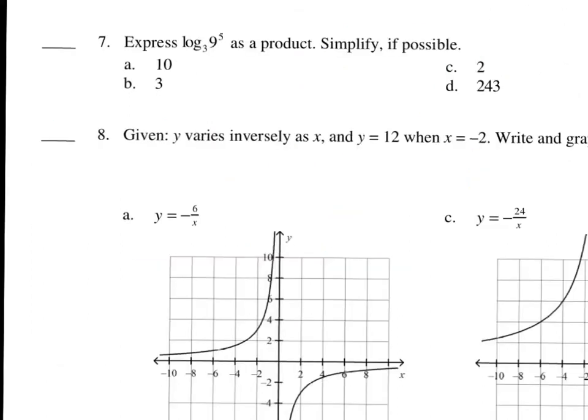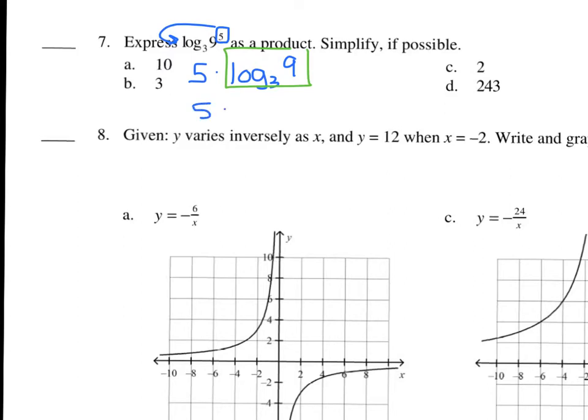On number 7, we need to use a log property, which says that if you have a power on a log, you bring it out front and multiply it by whatever the log equals. So we'll move the 5 out front and multiply it by log base 3 of 9. So now we need to figure out what log base 3 of 9 is, and we'll multiply our answer by 5.